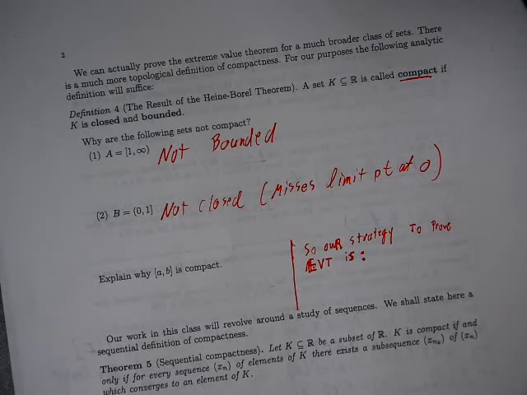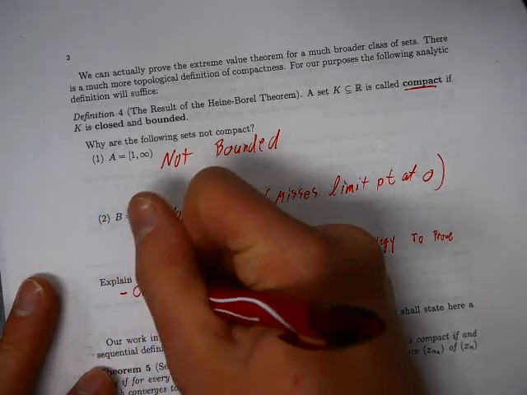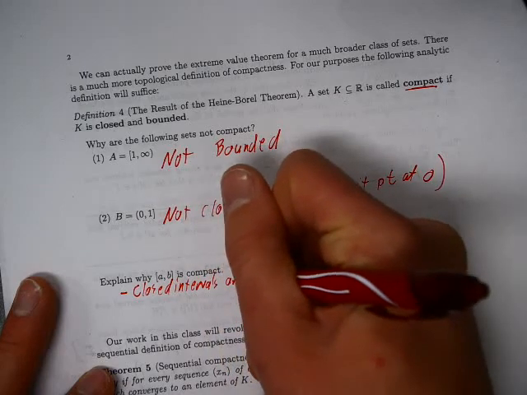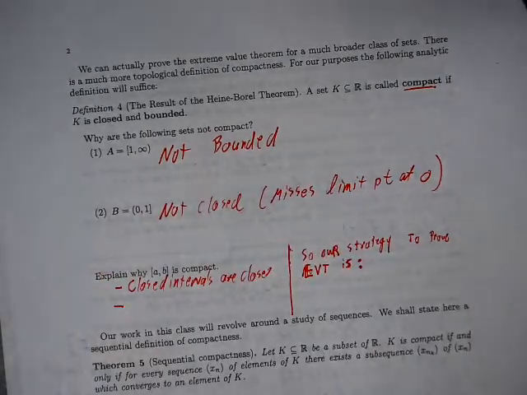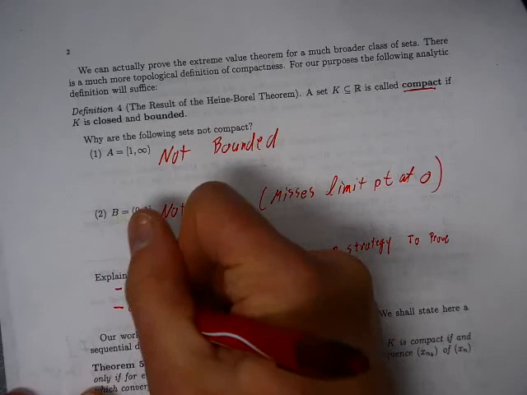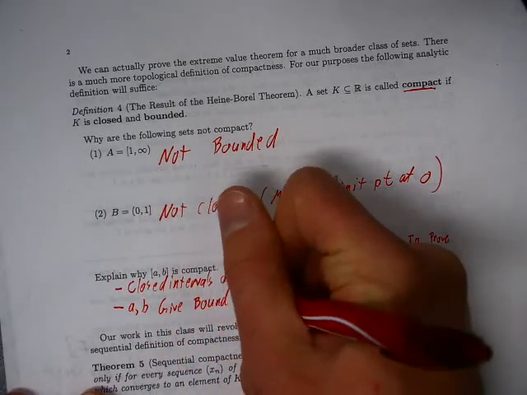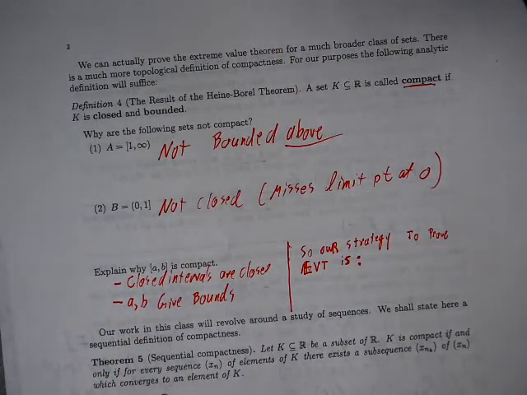What about the closed interval from a to b? Is that a compact set? Yeah. It's closed. Closed intervals are closed. And what are some bounds on this set? a and b give bounds. Maybe just for emphasis, I'll put the above where it belongs.